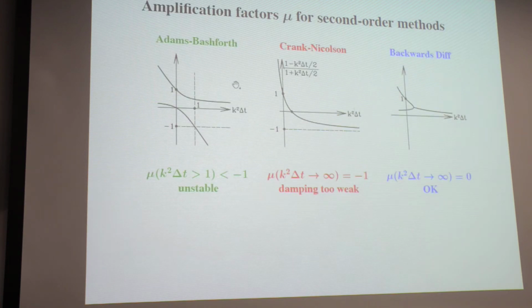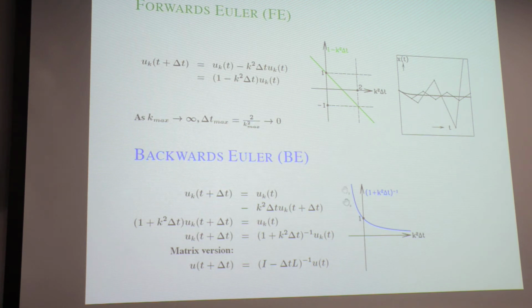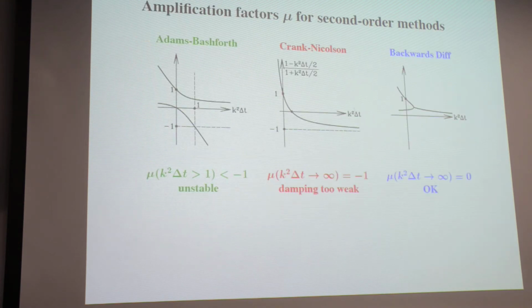These functions that we've been looking at, let's look at them for the second order methods. The second order methods, it's not quite so simple here. You need to solve a quadratic equation. You might have two amplification factors, but what's going to matter is the one that's bigger. That is to say, if either of the amplification factors is bigger than 1, then you're in trouble. And that's what happens with Adams-Bashforth. Here are the two amplification factors, and you can see that you're in trouble if k squared delta t is greater than 1, because again you're negative and multiplying by minus 1.